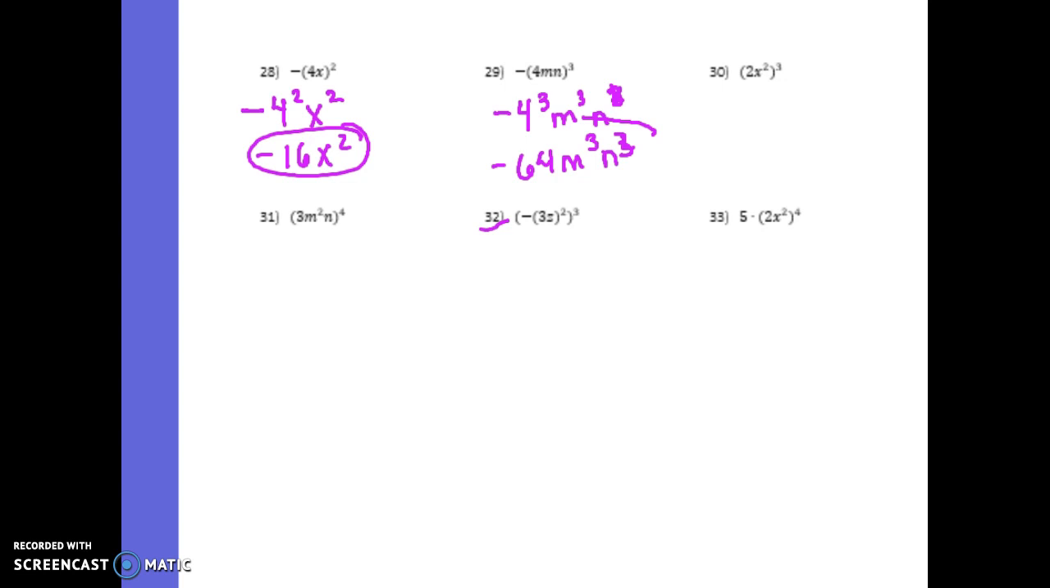Actually, let's do 29 over again here. All right, I've only got about 30 seconds and the video is going to end. Okay, so this would be a negative 4 cubed, m cubed, n cubed. All right, 4 cubed would be 64, but the negative of it would be negative 64 m cubed, n cubed, and that would be our answer.